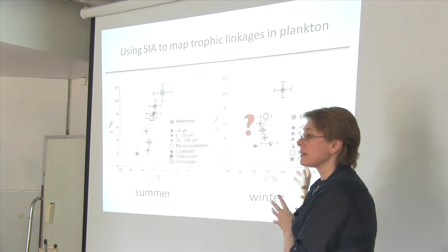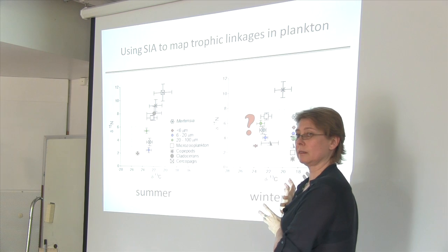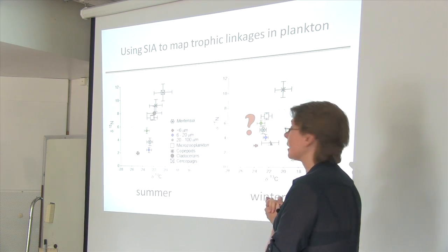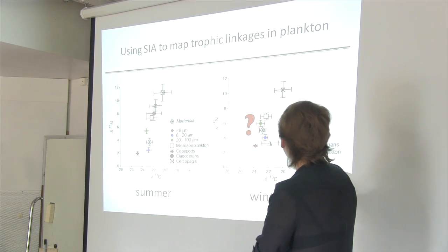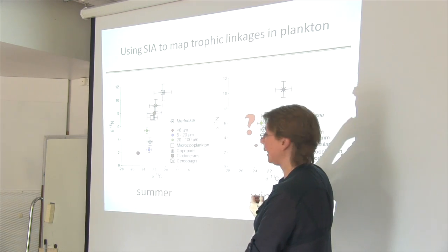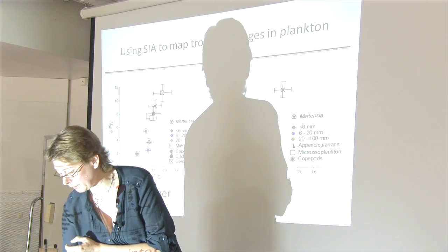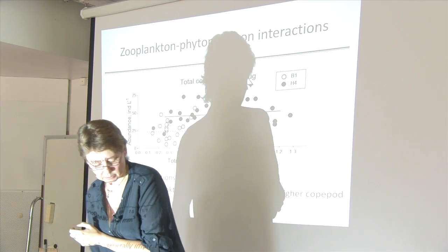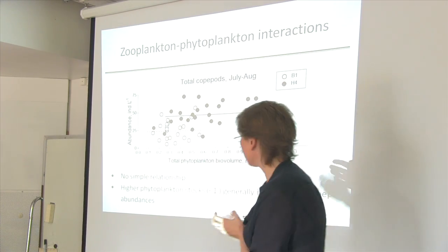The same groups and same system for winter communities is less convincing, because here we have also appendicularians as consumers, and they're feeding, as they should be, on stuff that is less than 6 micrometers, of course. But the rest of it is just one big lump. So to go there and actually find out what's happening, one needs compound-specific analysis of stable isotopes, which I'm not going to talk about now.